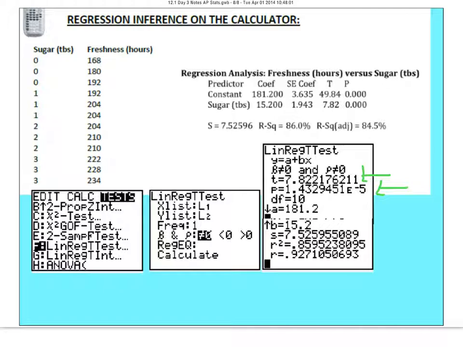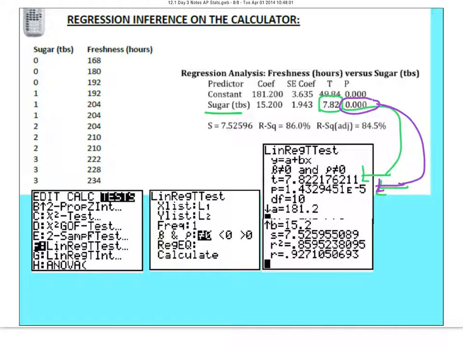Let me just confirm back on the computer output. This is the test statistic for the actual slope of sugar, which corresponds with the calculator. Notice the p-value is 0.00. That does correspond with this, but you have to be careful. Remember, scientific notation, so this is really 0.00001, which is close to 0. Degrees of freedom is not stated on the computer output, but we can manually get that.